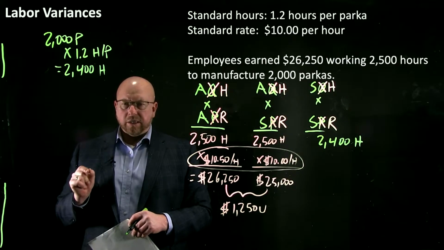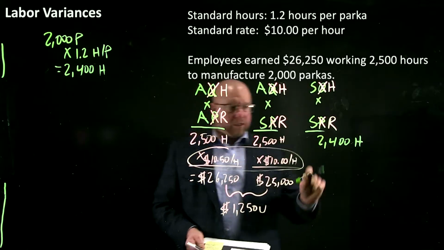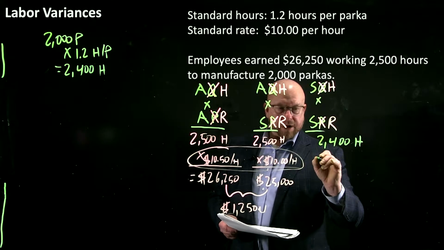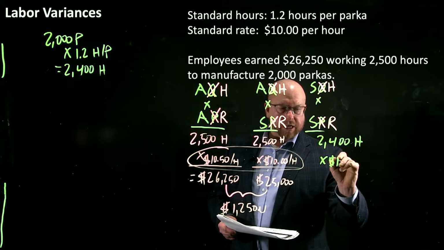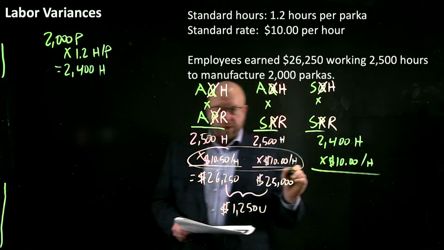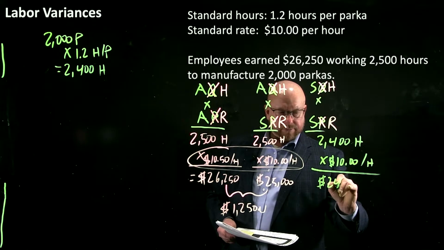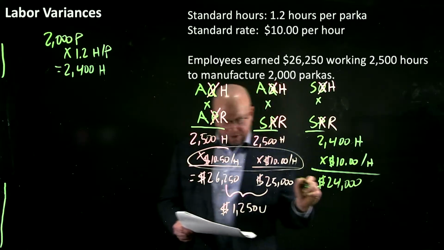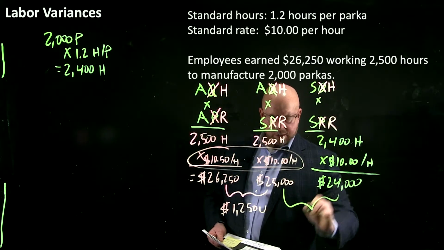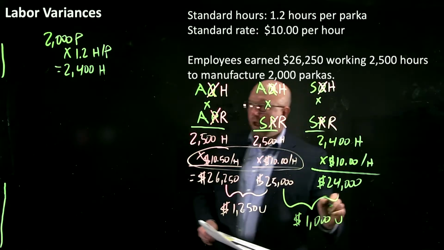I just haven't taken the time, we're about to, put some dollars on these. So what you want to keep constant, you're letting the hours vary, just like with the materials earlier. But now let's keep this standard rate constant, $10 per hour. That's what's going to allow us to put dollars onto this efficiency variance. So standard hours times standard rate, 24 grand. If we compare these right here, that ends up being $1,000 unfavorable.